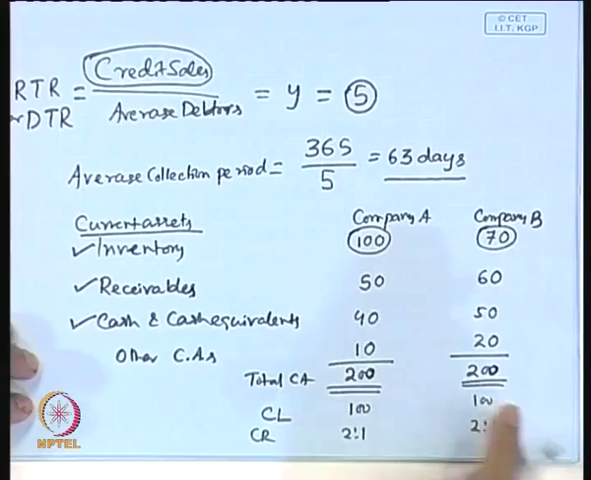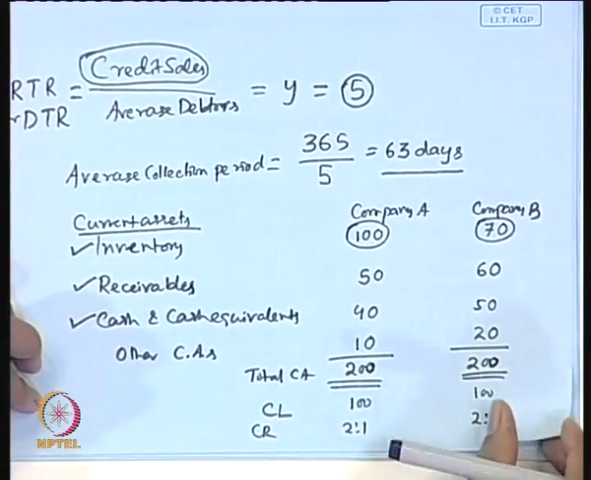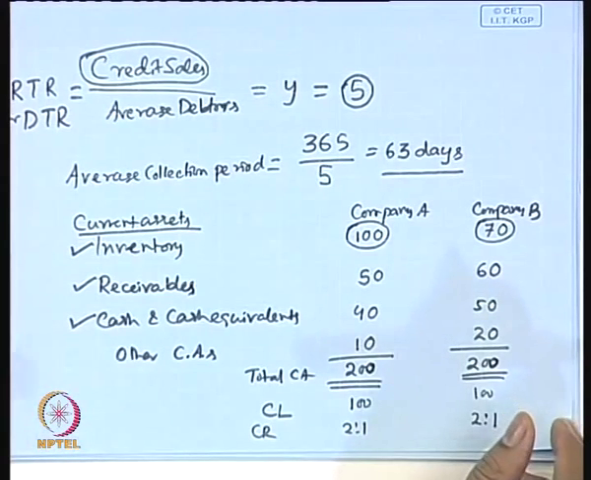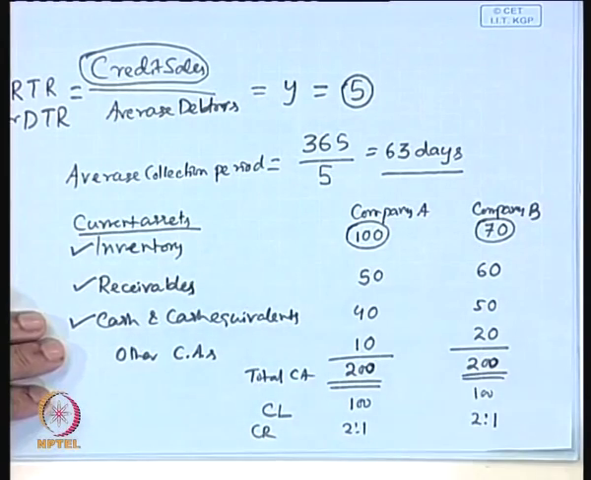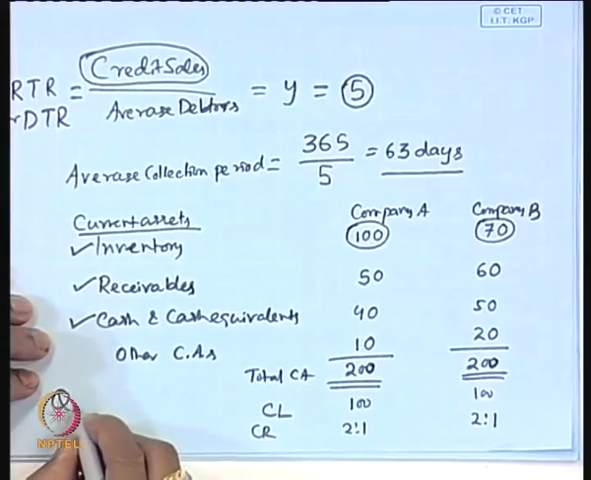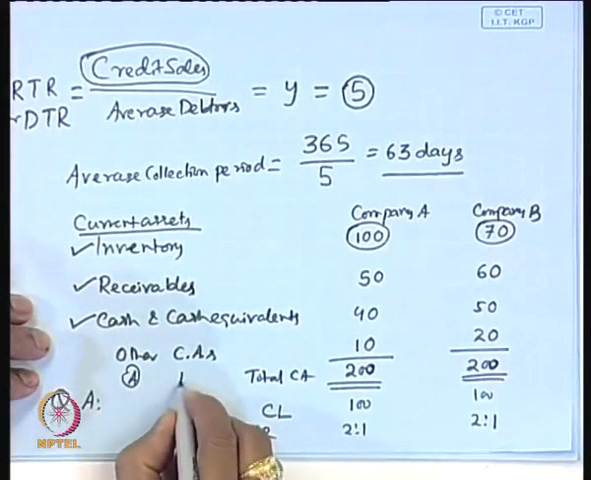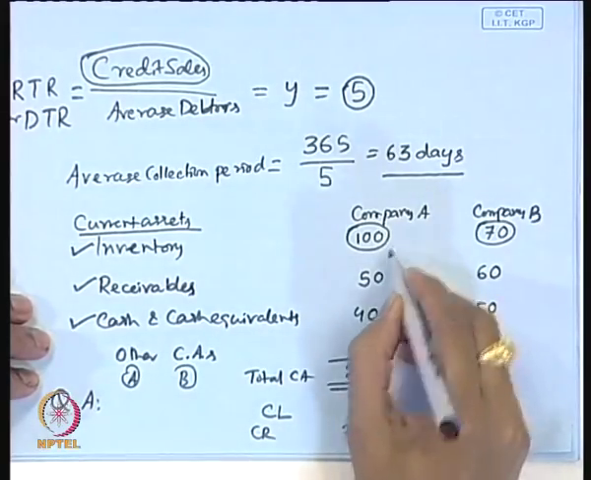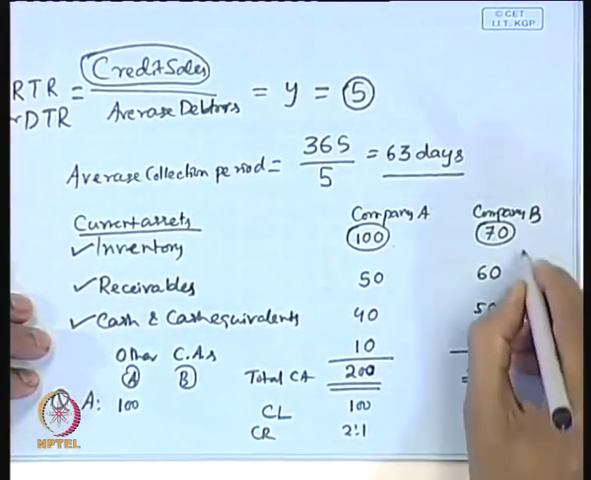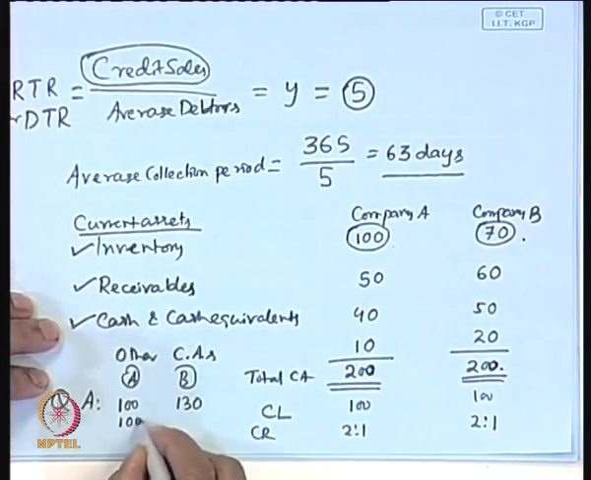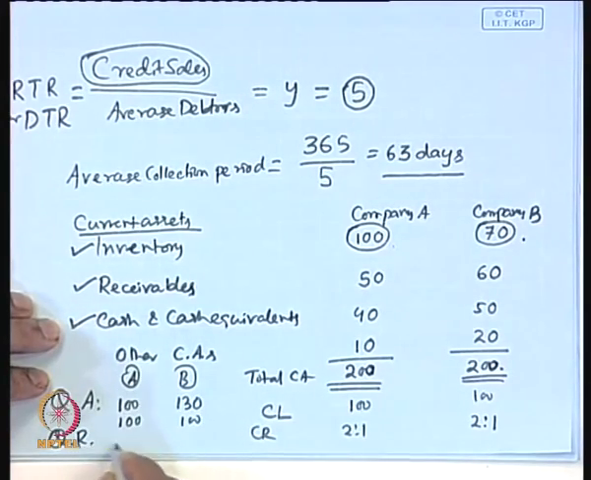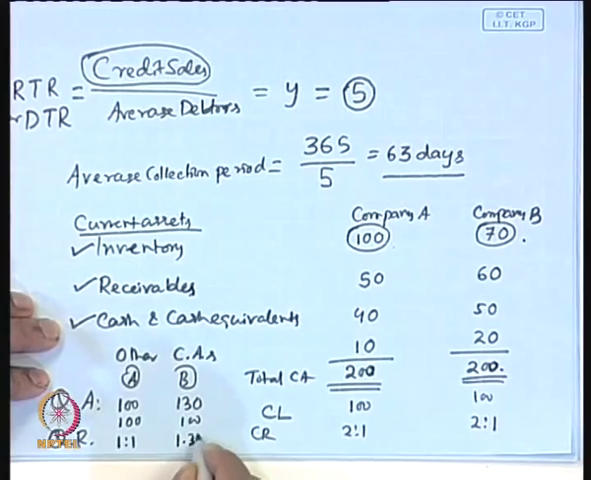So, since the inventory is not that liquid, we go for something called the quick ratio. In quick ratio we talk about the quick assets to current liabilities, and the quick assets are defined as current assets except the inventories. So, in our example, the quick assets, that is QA, for company A is 200 minus 100, that is 100, and for company B it is 200 minus 70, that is 130, and the current liability for both the companies is 100. In that case, the quick ratio appears to be 1 is to 1 and 1.3 is to 1.